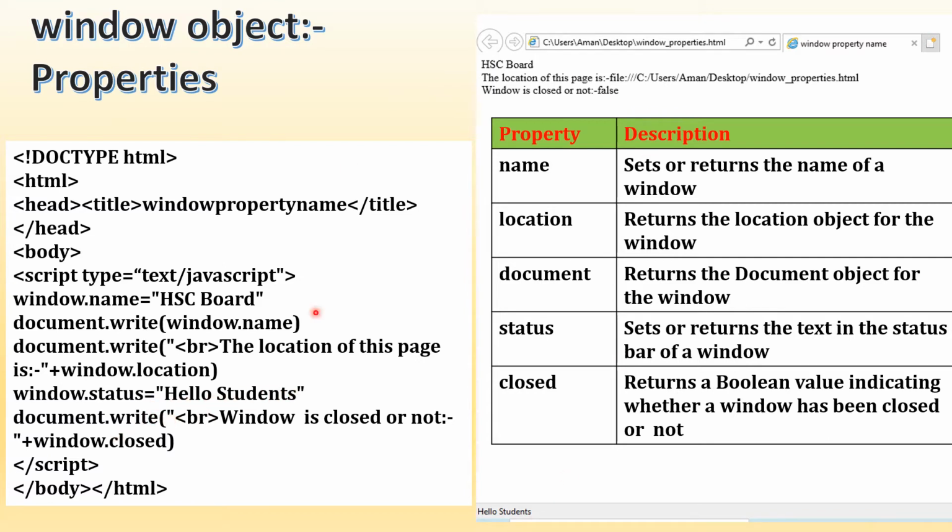Here, see, when I open this web page, I got this hello students in the status bar. This has been opened in Internet Explorer. You can see it here. Now I want to check whether the window is closed or not. Window.closed. Okay, so you can see here it is mentioned, it's open, so it is false.